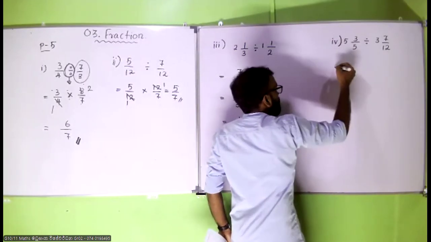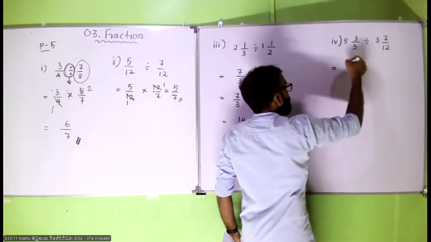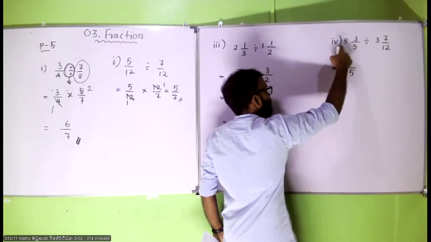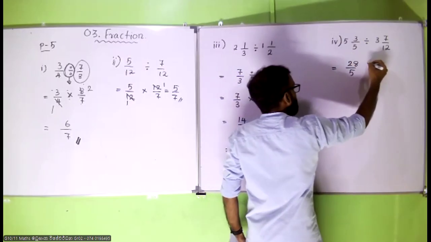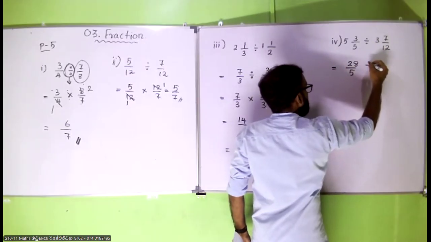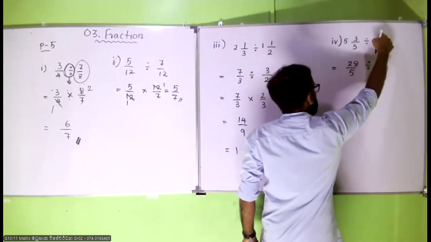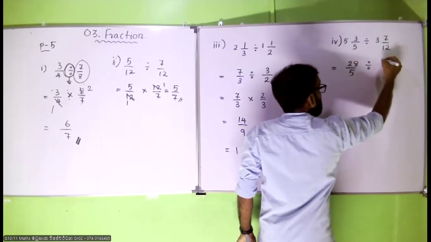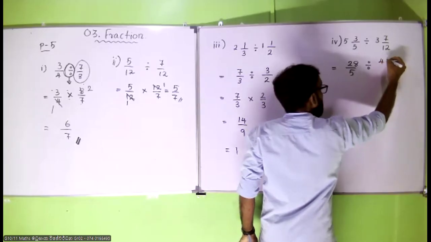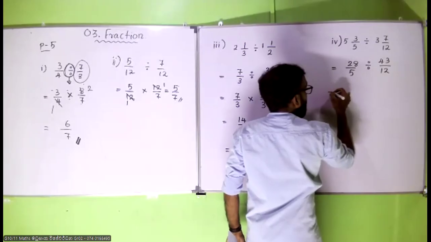Fourth one, equal mark. First of all, I am going to convert these mixed numbers into improper fractions. 5 times 5, 25, 25 plus 3, 28. Then keep my division here. 12 times 3, 36, 36 plus 7, 43. 43 divided by 12, right?